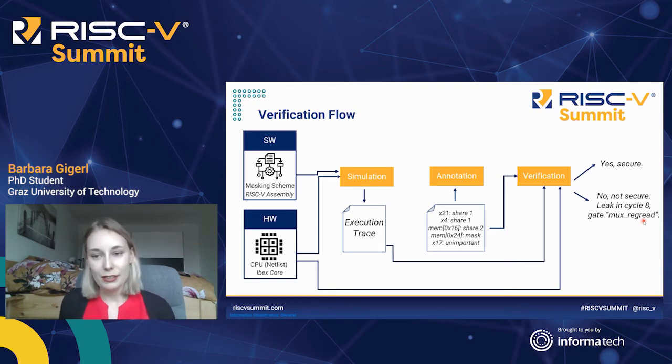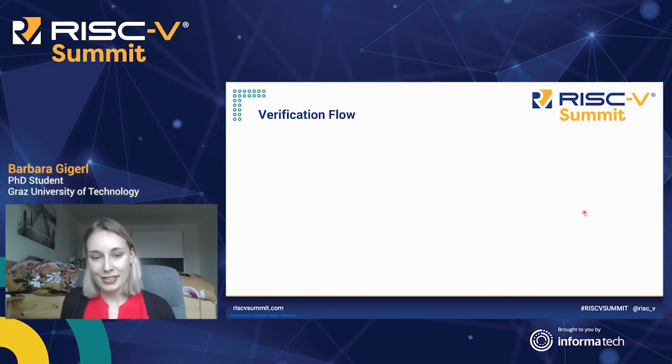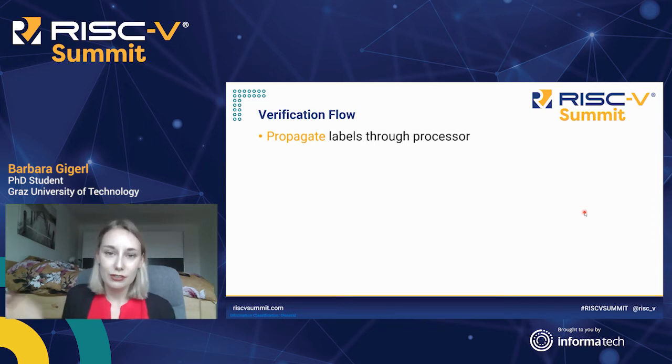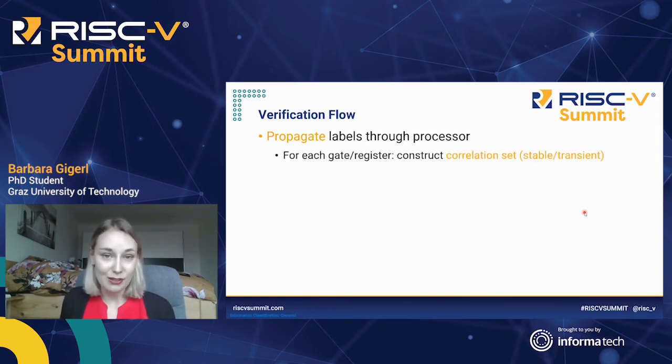Okay, let's have a closer look at this last part. So we start with the labeling of the registers, and these are kind of our initial registers. They have a label assigned by us. Then we propagate this label throughout the netlist of the processor until we reach the same labels again, because then we have verified one cycle. We repeat that for as many cycles as needed. What does propagation now mean?